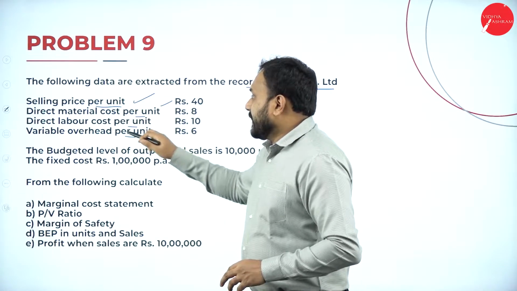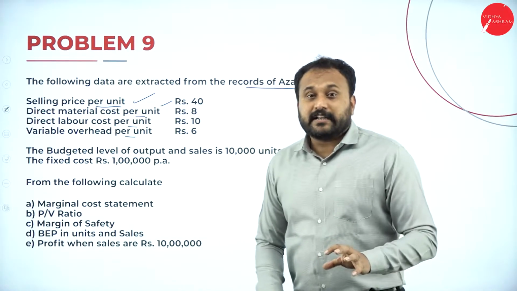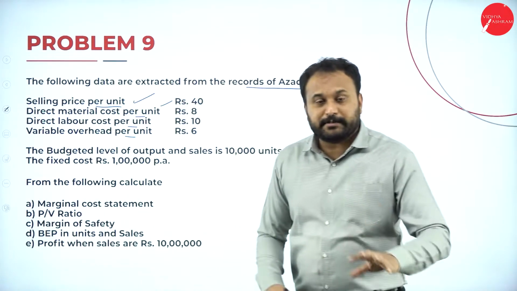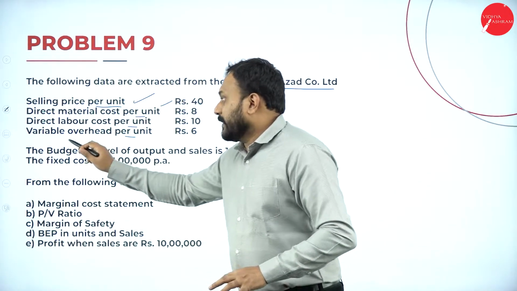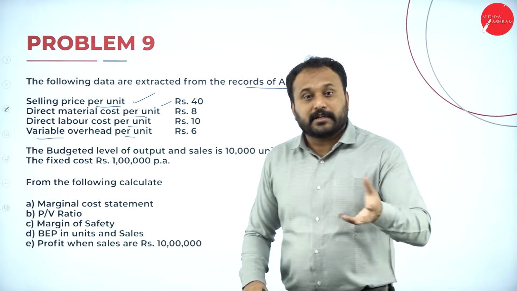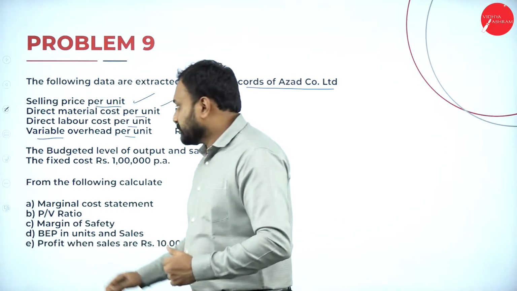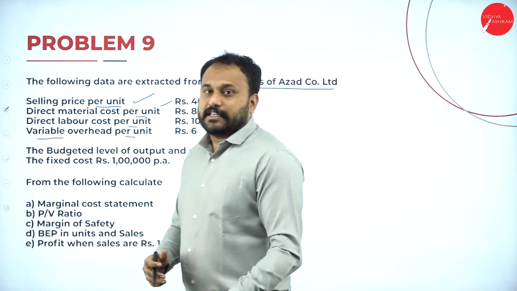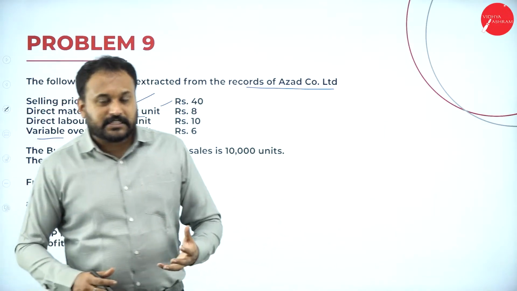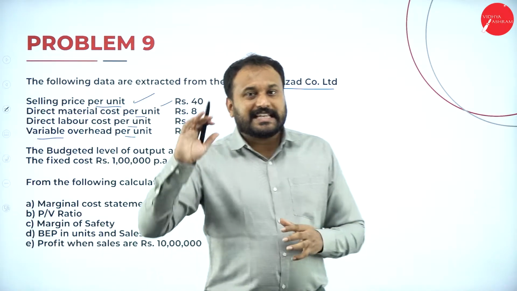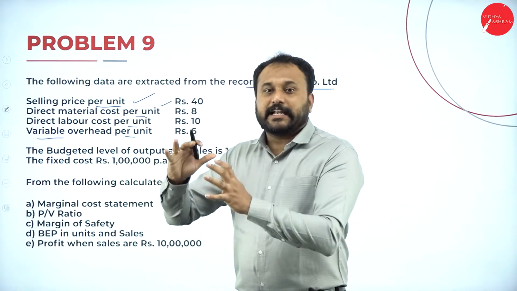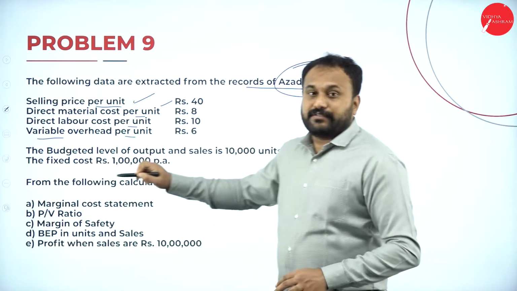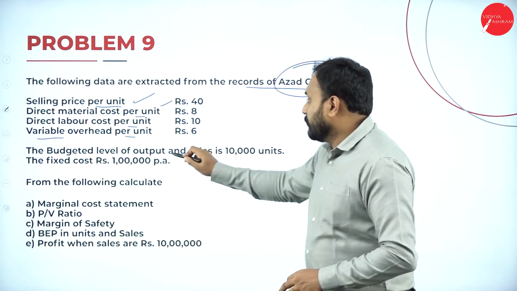Selling, direct material. Now direct material is 100% variable cost. Direct labor is also 100% variable cost. Variable overheads, they have only given variable, so it is again variable cost. The budgeted level. Now when I say budgeted level, what exactly does this budgeted level mean? Budgeted means the standard which is set by the company itself. So Azad Company Limited have given the level, that is the output and sale.